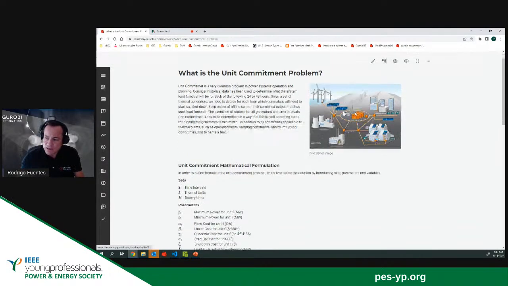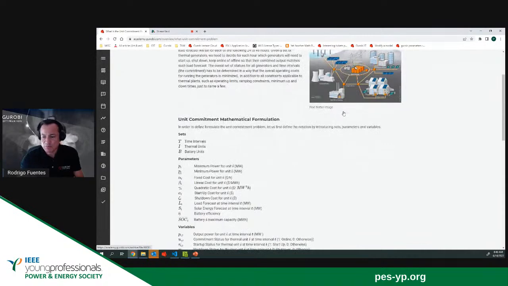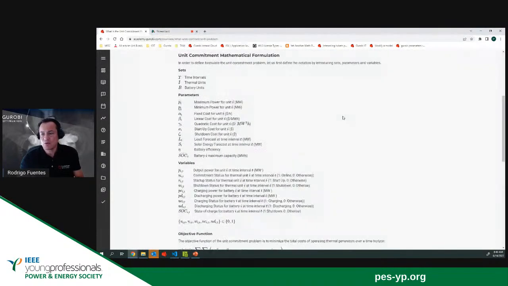So we have here a simple unit commitment problem where we have some thermal generators. We have a battery, we have a load forecast to fulfill, and we have a solar forecast. We have some free energy that we can use. So I'm going to go over the formulation, not in too much depth, I think enough to make the problem understood. And then we're going to see how this can be implemented with Gurobi.